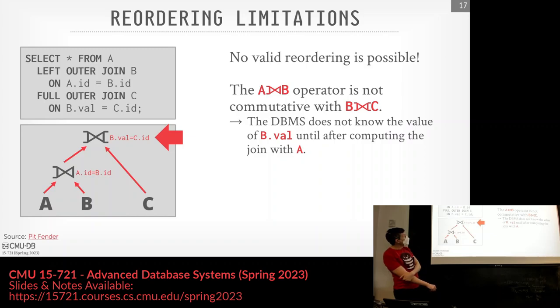The question is, couldn't I flip C and A here and it would still work? Yeah. So here, the A ID goes to B ID. B is going to come out, but you might not have a match. So B actually might be null when you come out of this. So you can't join B and C because you don't know whether B dot val is going to be null or not ahead of time.